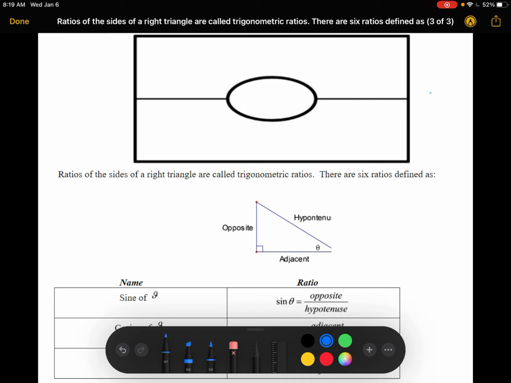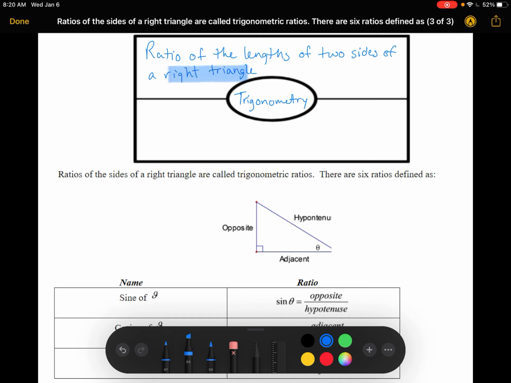So to start off, we're going to define trigonometry. It's often abbreviated as trig, so you can go either way. Either trig or trigonometry are totally fine. And this is the ratio of the lengths of two sides of a right triangle. And a couple things to note here. It does specifically need to be a right triangle, and we are looking again at ratios of two sides.